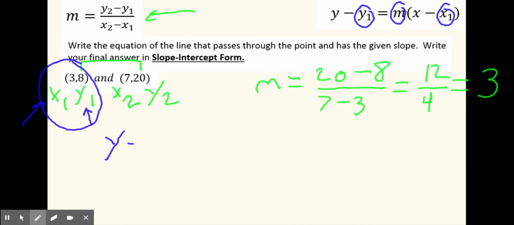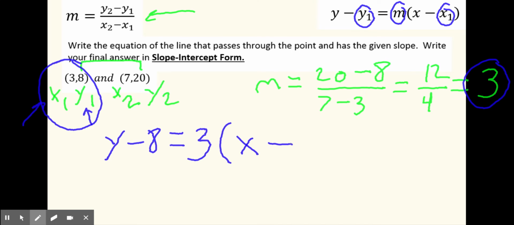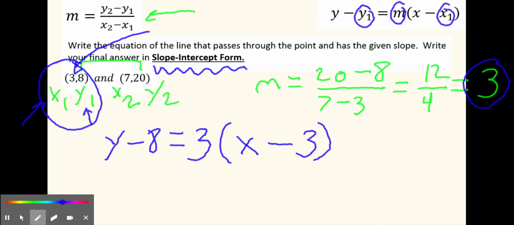Y minus y1 equals a slope, m, which we just found to be 3, divided by x minus the x1 value of, oh, that's also 3. That's your point-slope form, but this problem is asking for our slope-intercept form. The next step is then you just need to distribute and solve for y.